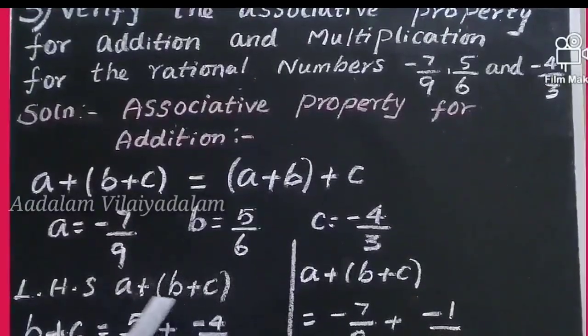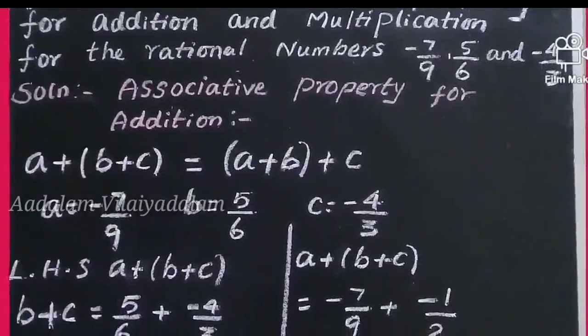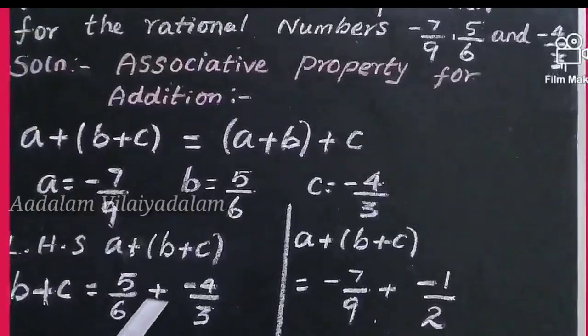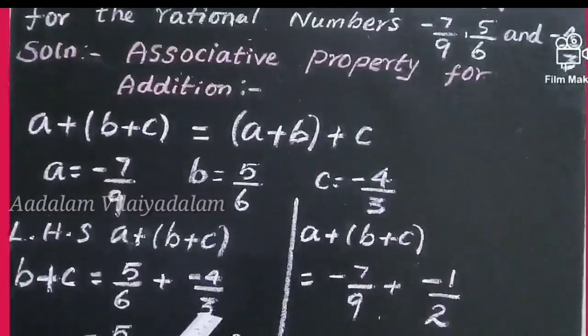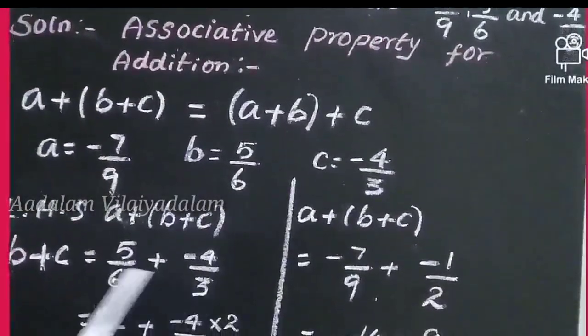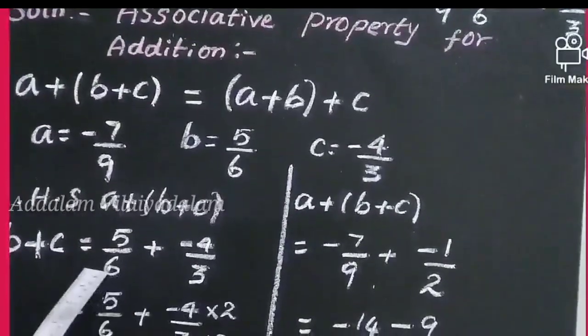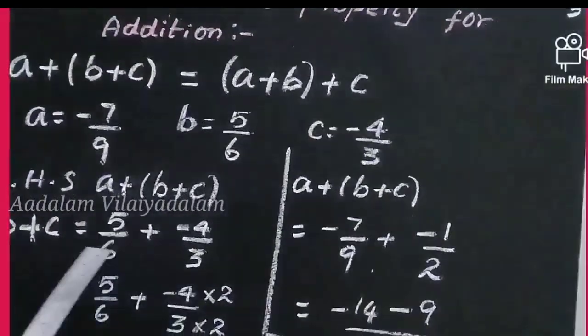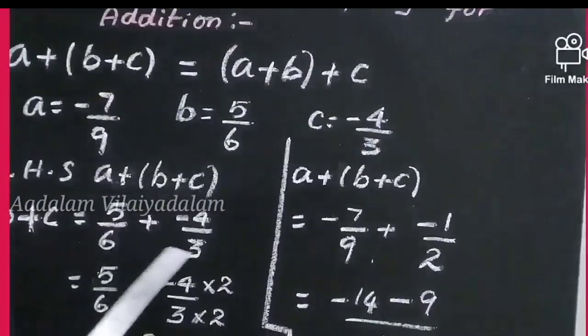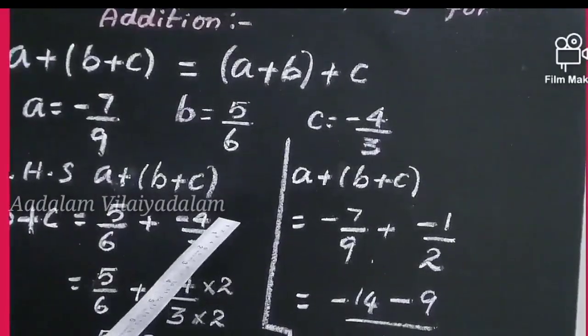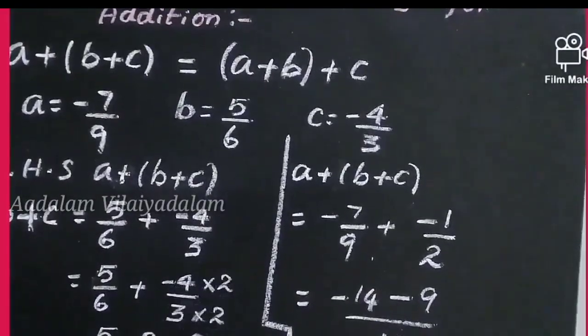First you complete the B plus C value. So B value is 5/6 plus C value is -4/3. Here the denominator is different. We have to arrange the same denominator. So in the 3 table, 6 is possible. So 3 twos are 6. So multiply by 2 and divide by 2 also.